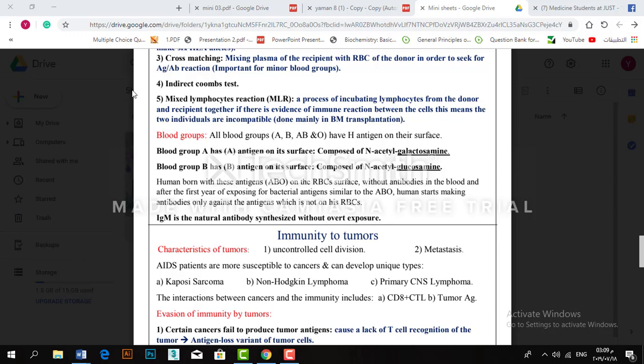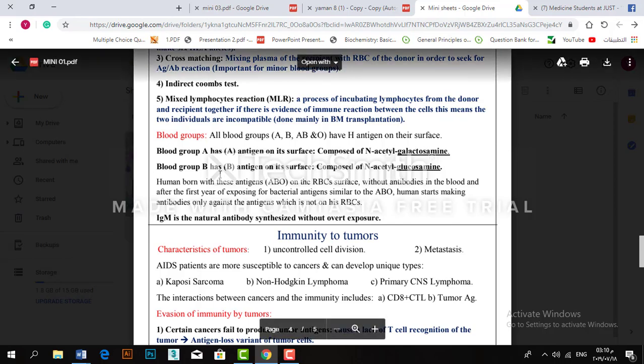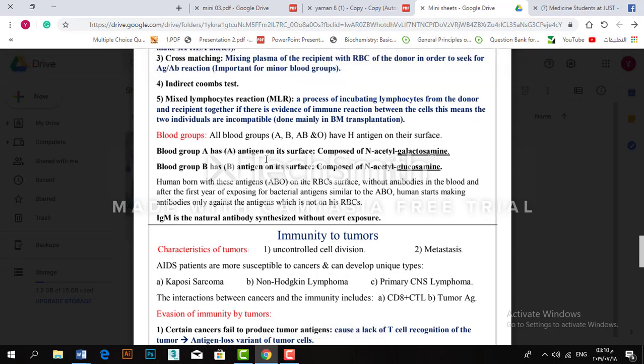Blood groups ABO, all of them have H antigen on their surface. But what is the difference between blood group A and blood group B? Blood group A has an antigen A and antibody B. Blood group B has an antigen B on its surface and antibody A. The difference here is the type of sugar. Blood group A is composed of N-acetyl galactosamine, and blood group B has galactose.